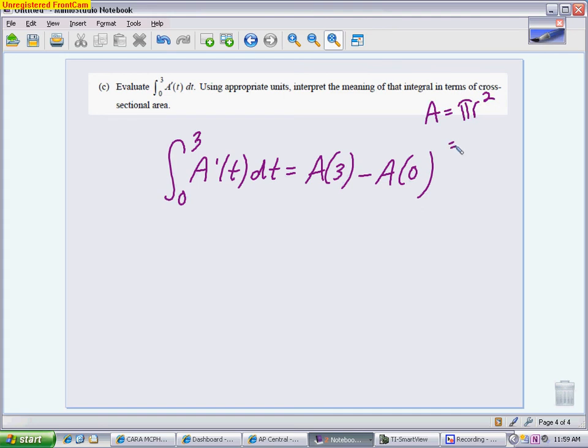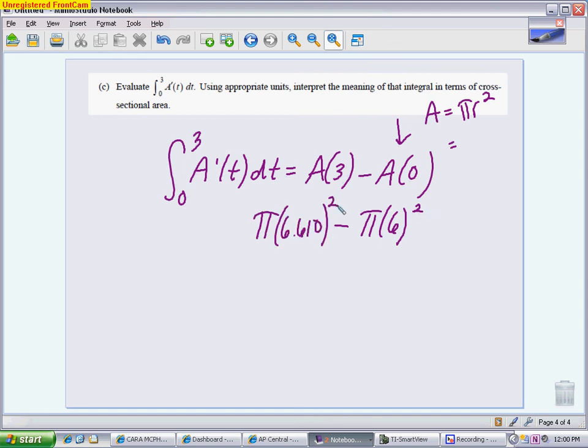My radius at 0, so I started with this piece because I thought it was easier, my radius at 0 was 6. They told us that in the problem. So I'm going to replace this with pi times 6 squared. To figure out my area at 3, well, I already know that my radius at 3 was the answer I got in part A, which was already stored on my calculator. It was 6.611 or 6.610. So I would have pi times approximately 6.610 squared.